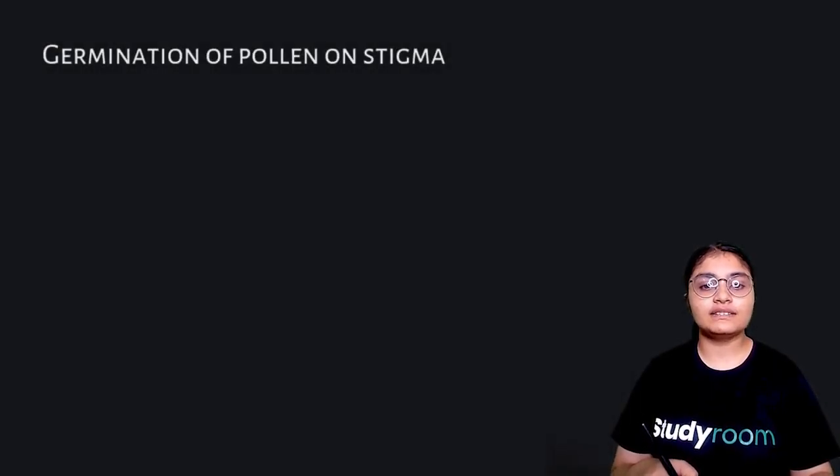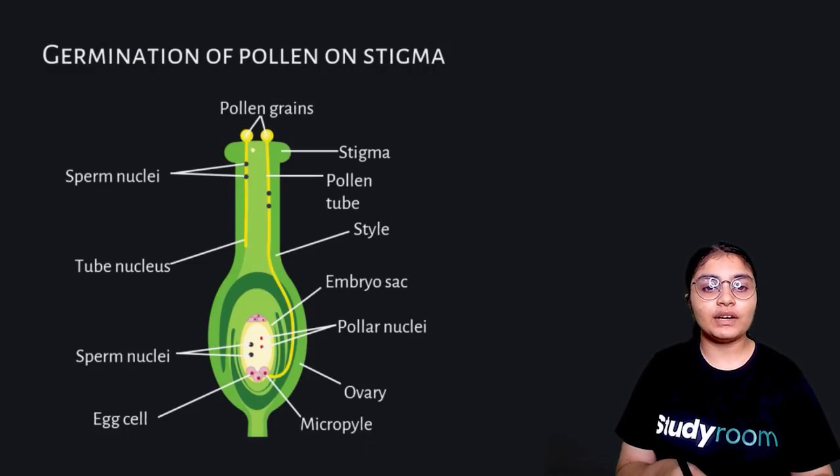So let us see the germination of pollen on stigma. You can see here that when the pollen grains are present here, when they reach the stigma, this is the stigma portion of the flower. So when the pollen grains reach here, okay, these pollen grains have the male gametes. Okay, so when the pollen grains reach here on the stigma, they are further transported into this portion, the ovary, where the egg cells are present, right?